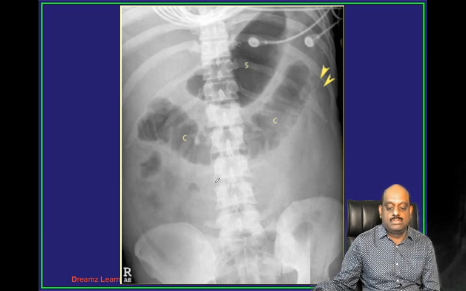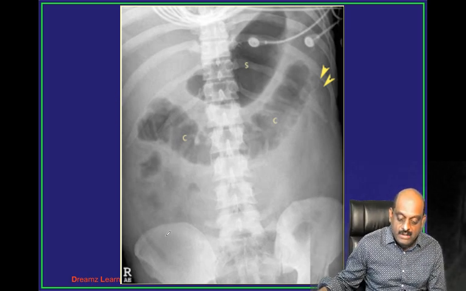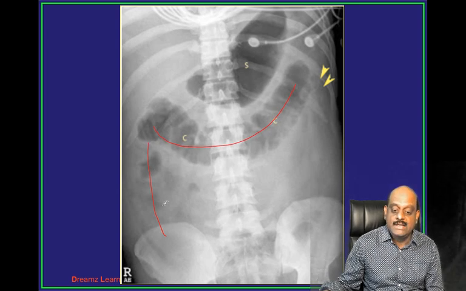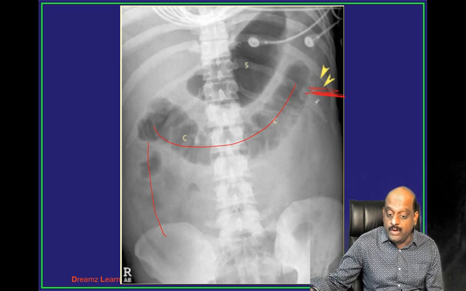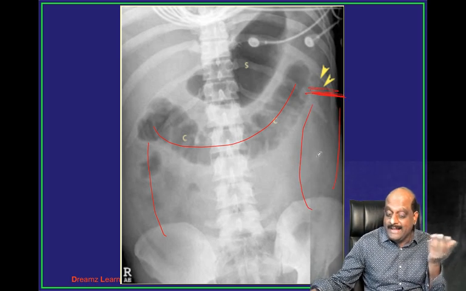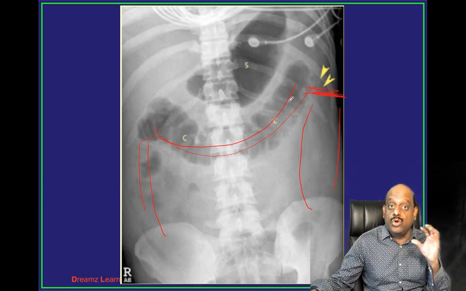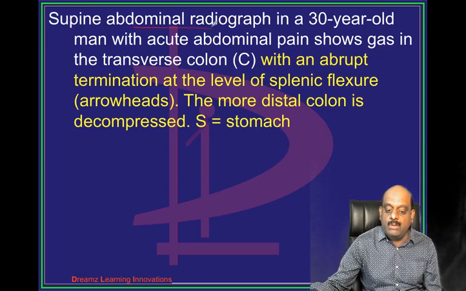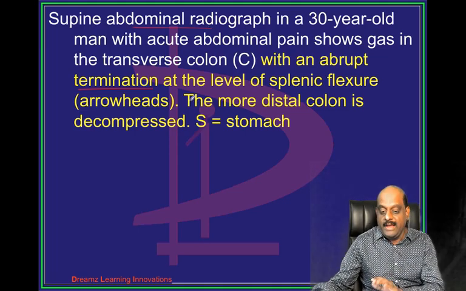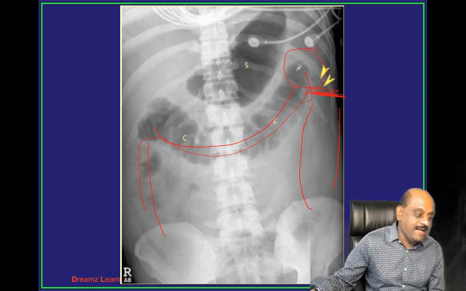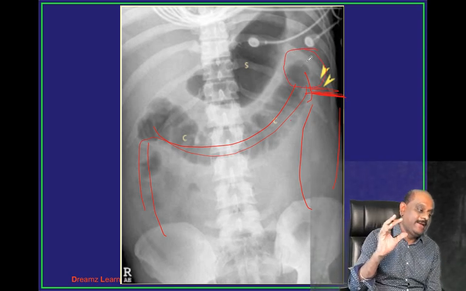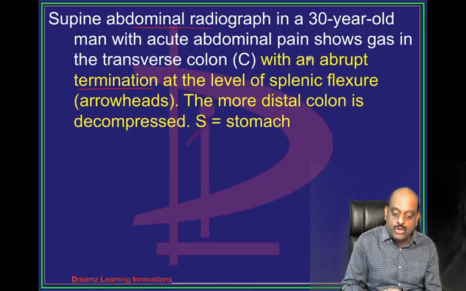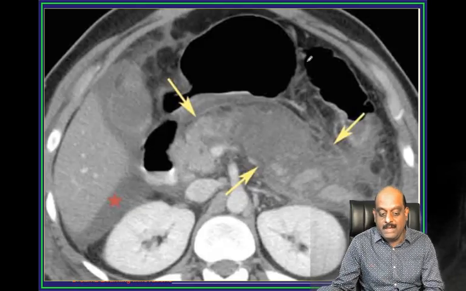So now this is a classical thing. Ascending colon showing gas, transverse colon showing gas. Suddenly yahan pe ruk gaya, descending colon ka gas nahi dikh raha hai. So this is called colon cutoff sign. In an abdominal radiograph, abrupt termination of the gaseous shadow at the level of the splenic flexure is called the colon cutoff sign, is what you need to remember.